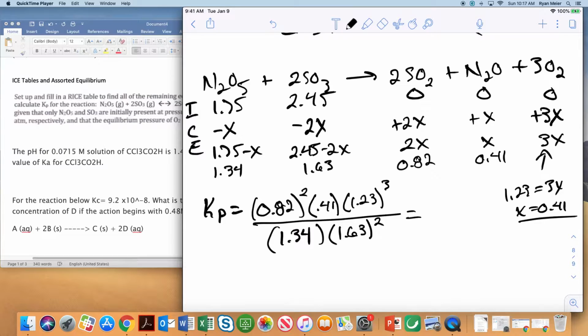All right, now I can go ahead and plug in all those numbers, and it's just some arithmetic at this point. So plugging all this in my calculator, 0.82 squared times 0.41 times 1.23 cubed divided by 1.34 times 1.63 squared, and I get about 0.14 at the end of this. So that's my Kp. And remember, equilibrium constants, no units.